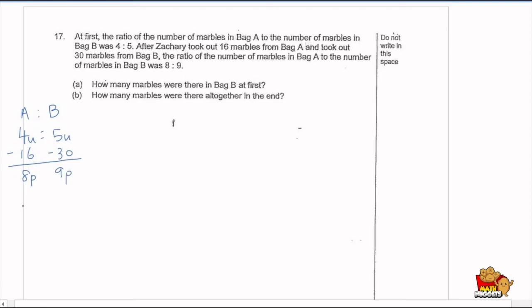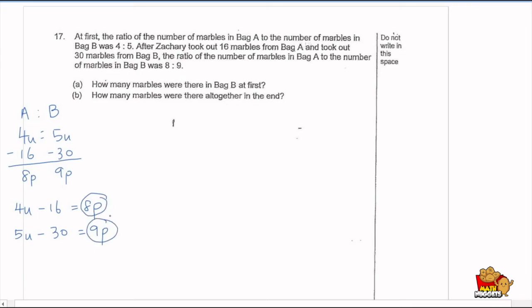So let me write down the equation for A. So starting, he had 4 units. He took out 16 marbles and he ends up having 8 parts inside A. And as for B, he starts off having 5 units. He took out 30 and he ends up having 9 parts. Now in this case, I would make my parts the same.